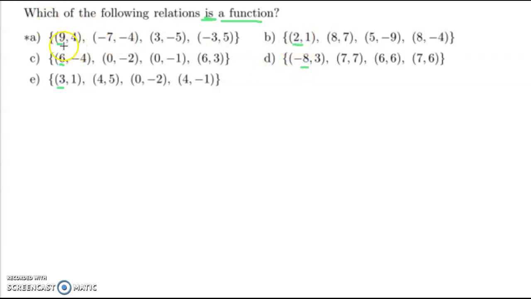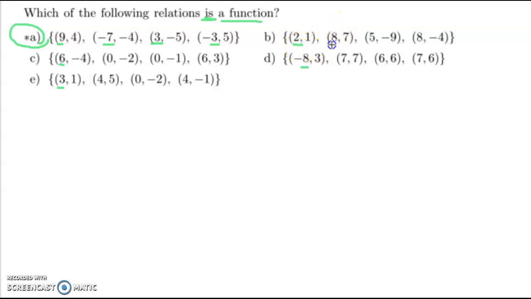So if we look at A, we have a 9, a -7, a 3, and a -3. As soon as we see that all of our inputs are different, we know that is a function. But I'm just going to go ahead and prove to you that point based on the other ones.